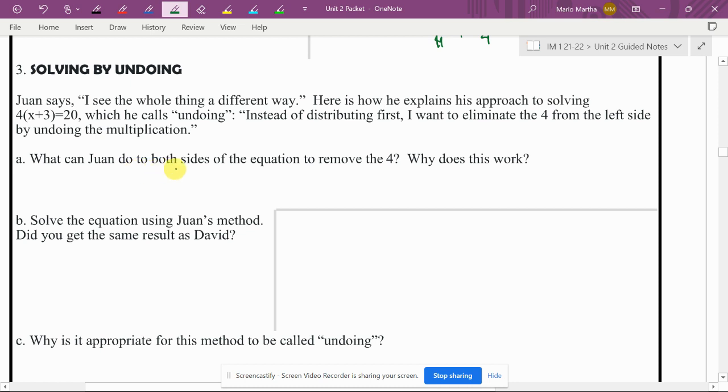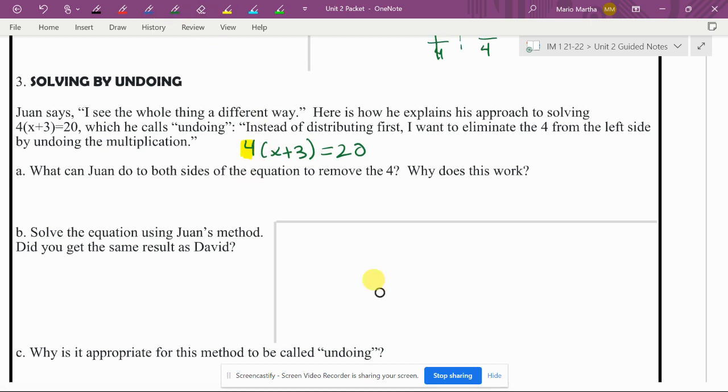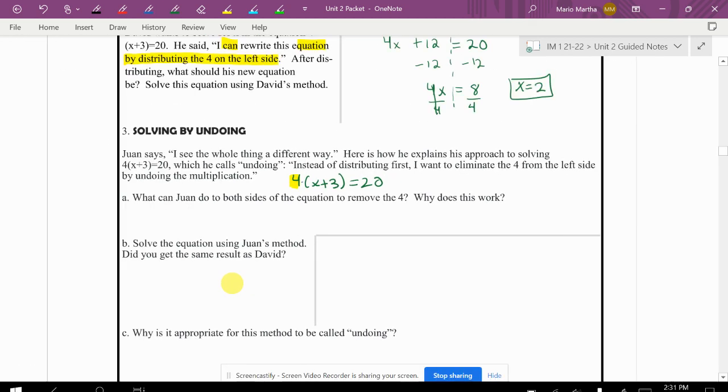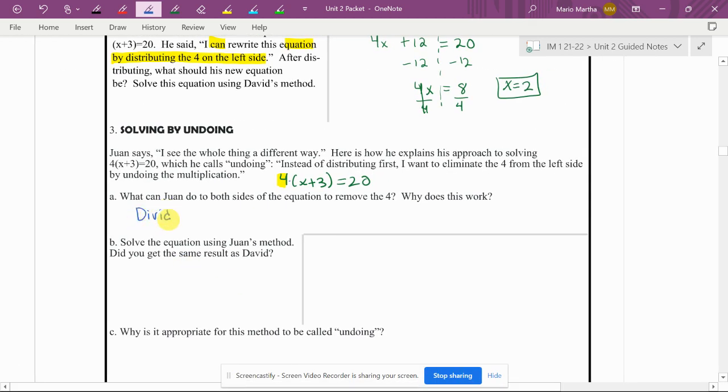So what can Juan do to both sides of the equation to remove the 4? Why does this work? So again, the equation is the same one, 4 times x plus 3 equals 20. So what can Juan do to both sides of the equation to remove this 4 right here? Remember, we are multiplying 4 times x plus 3. Since it is a multiplication, to get rid of the 4, we want to find the inverse of multiplying, which is dividing. So we can divide both sides by 4.